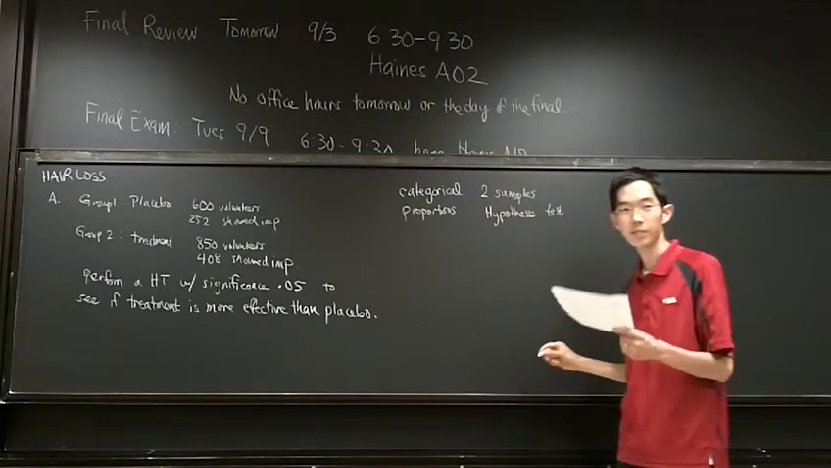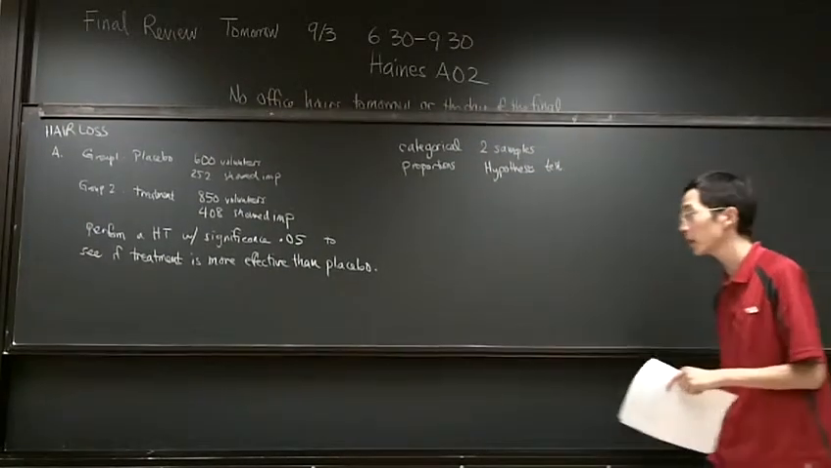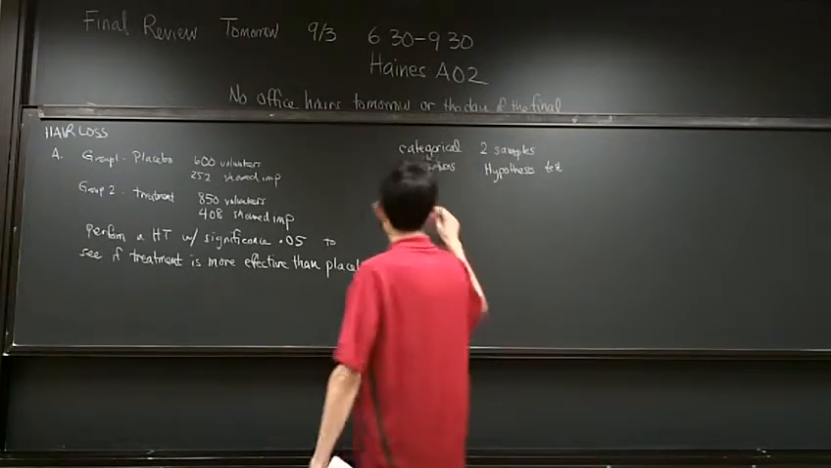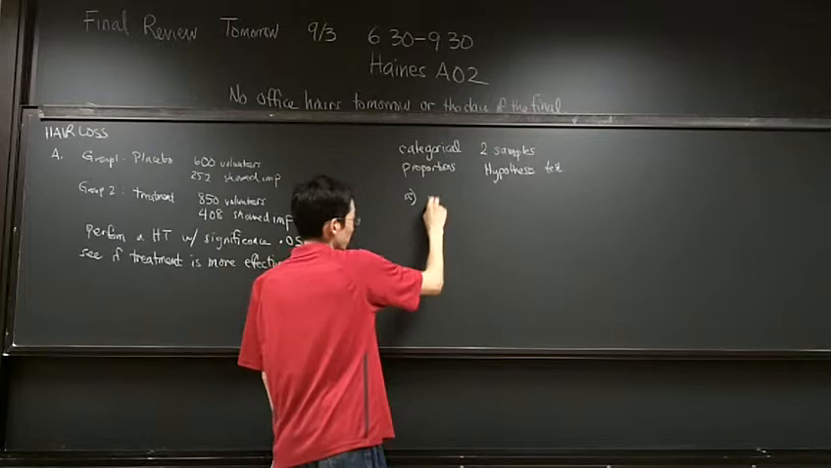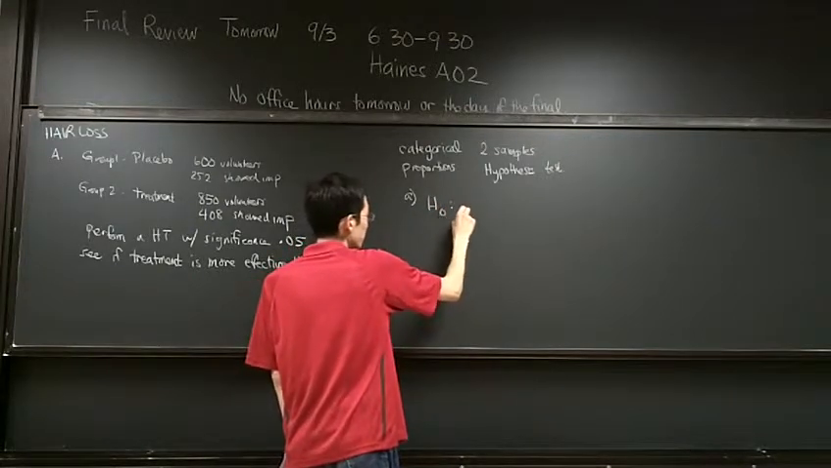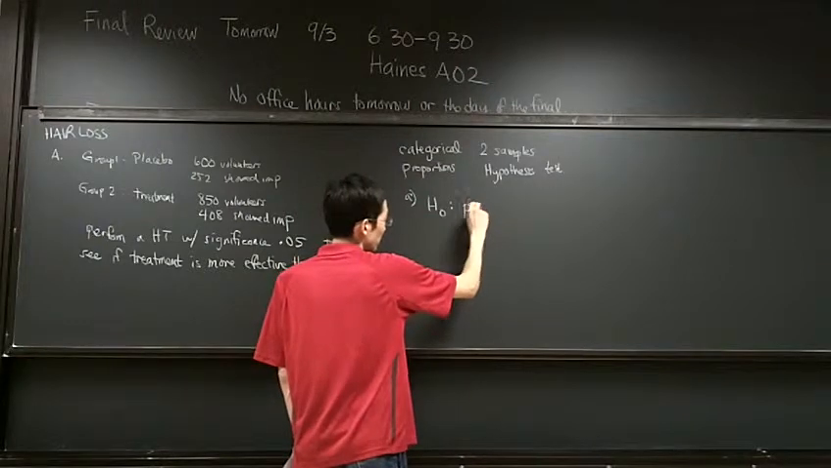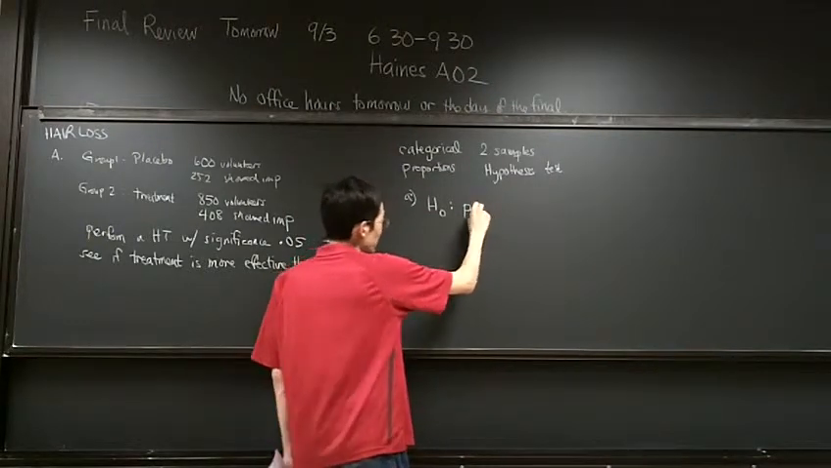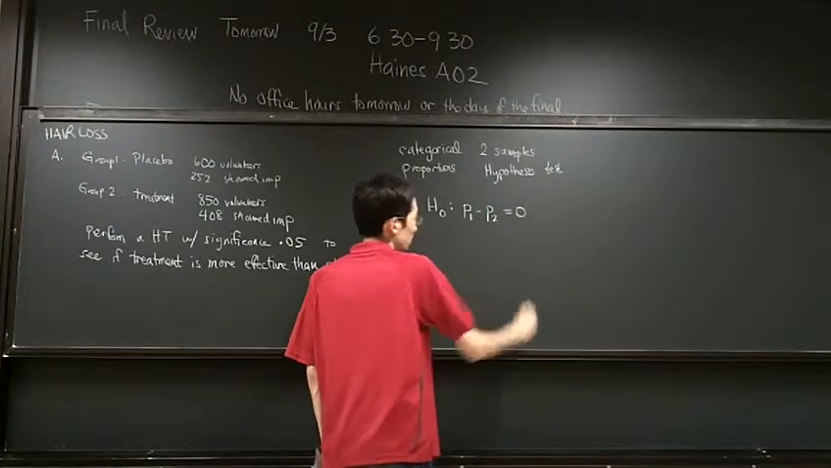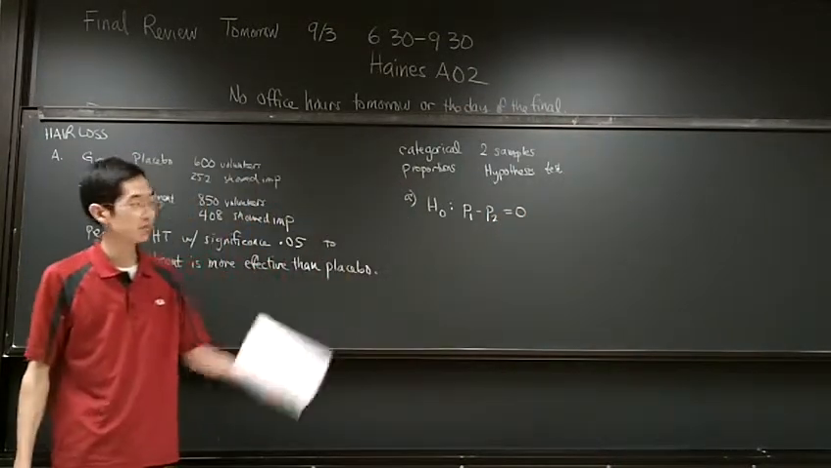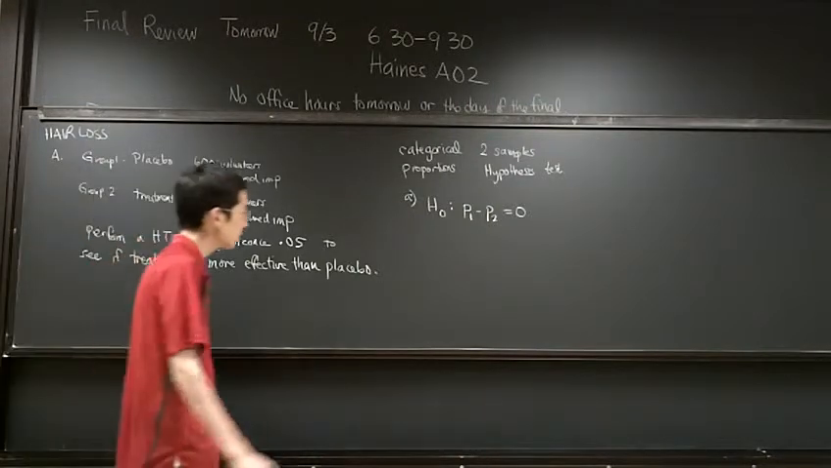Is that okay? The first thing asked: what are the hypotheses, and use symbols, not sentences. So what are the hypotheses that we will be using? The null hypothesis would be that P1 equals P2, or I'm going to write it as P1 minus P2 equals 0. That doesn't matter. That's fine, right? And then the alternative.